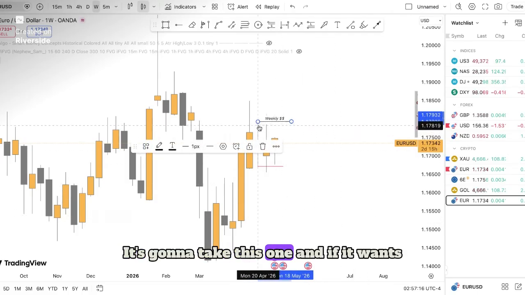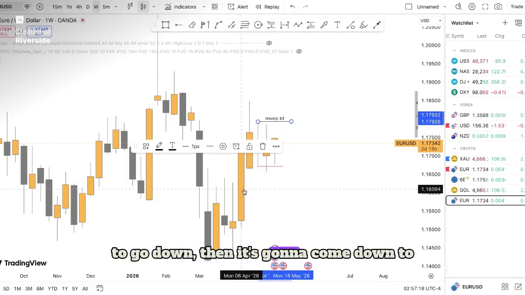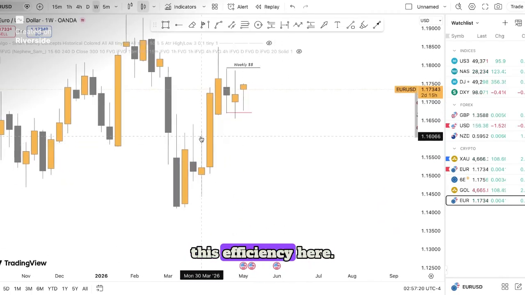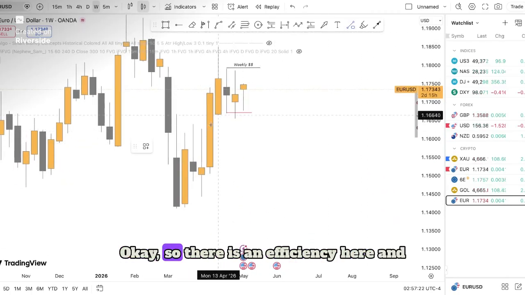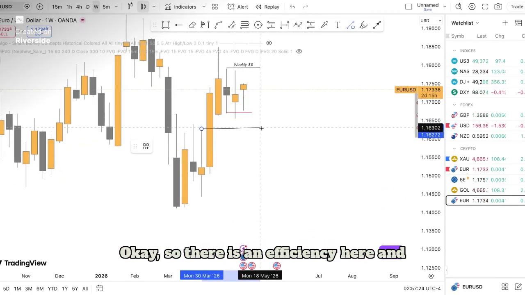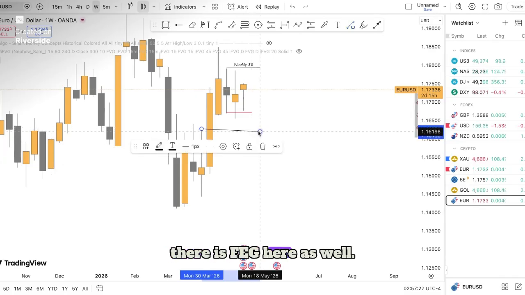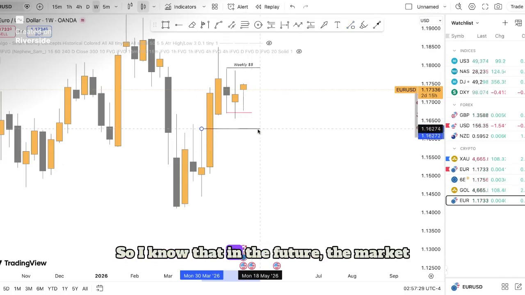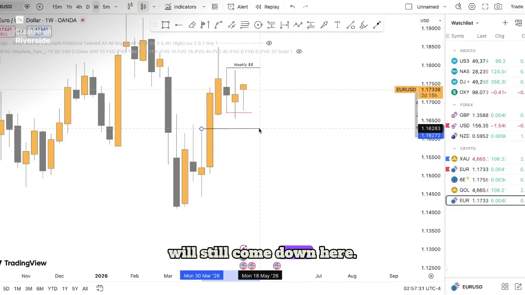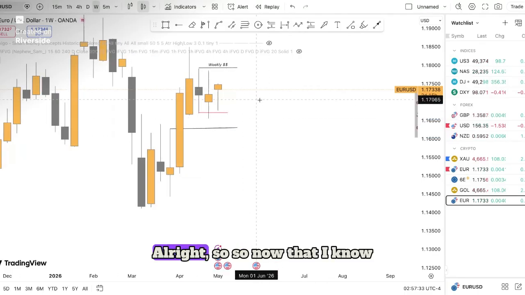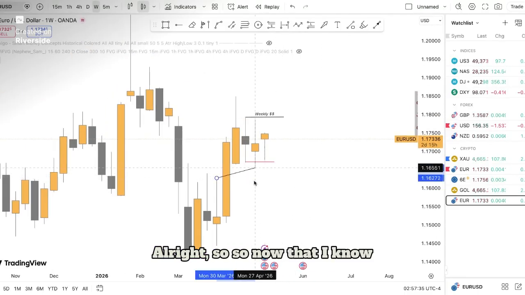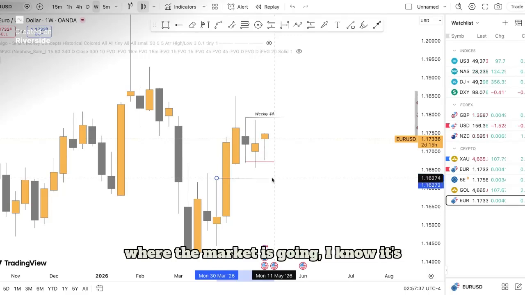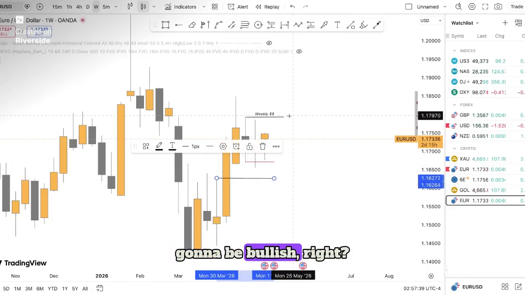It's going to take this one, and if it wants to go down, then it's going to come down to this inefficiency here. Okay, so there's an inefficiency here, and there is an FVG here as well. So I know that in the future, the market will still come down here. All right. So now that I know where the market is going, I know it's going to be bullish, right?